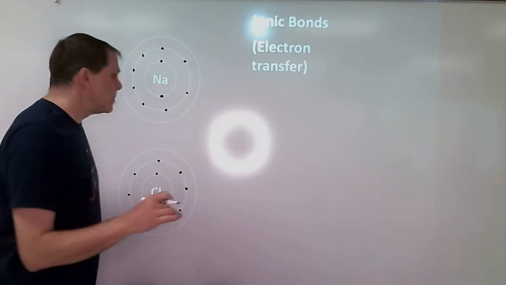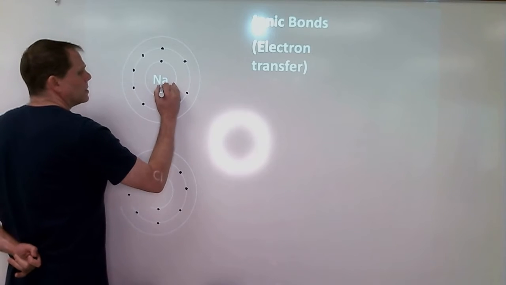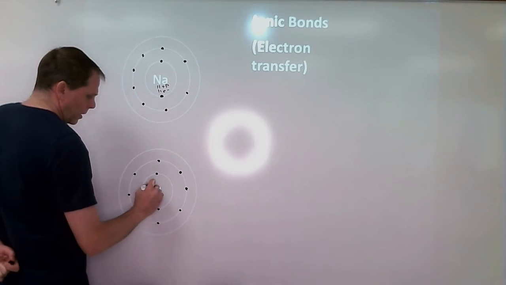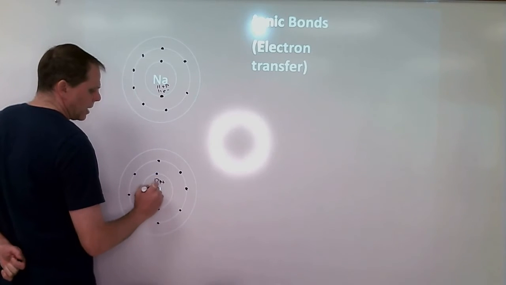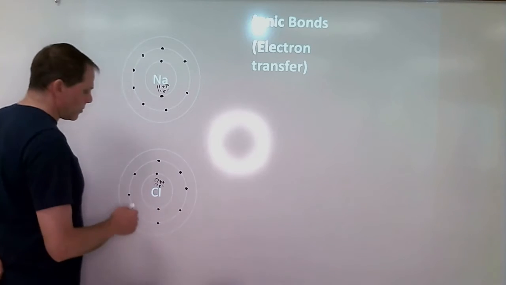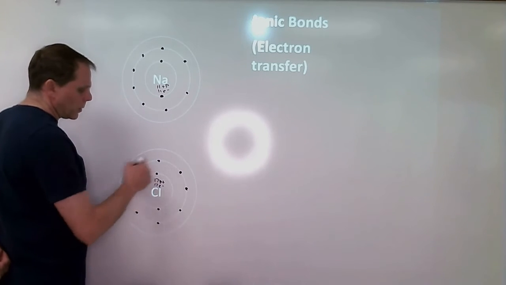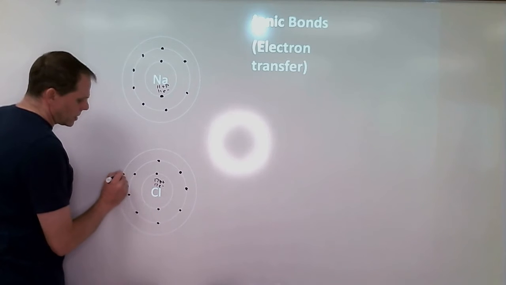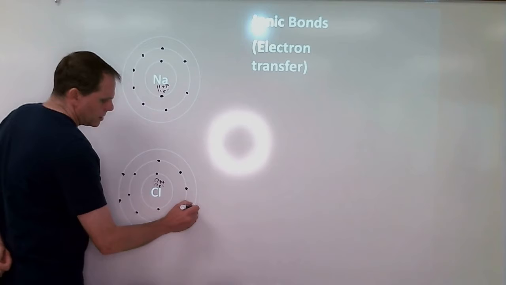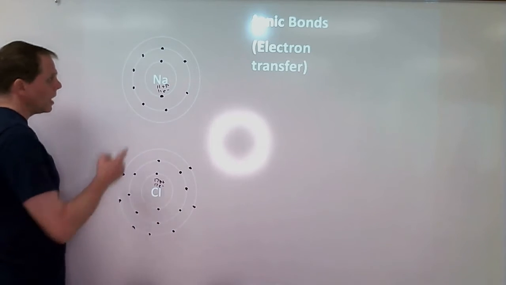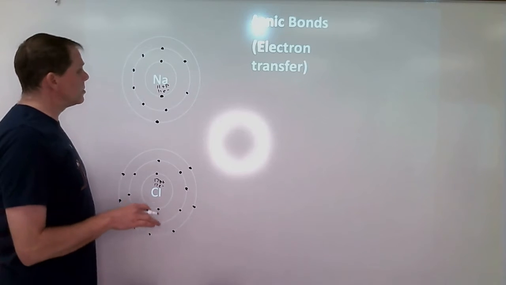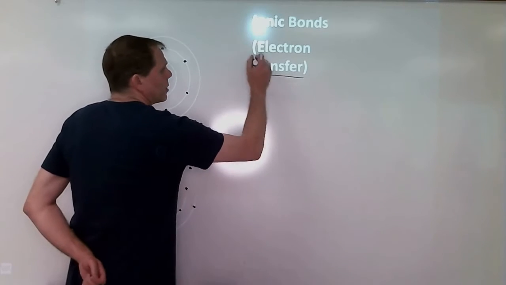Now, remember, sodium has a total of 11 protons, and it has 11 electrons. Chlorine has 17 protons, and it's got 17 electrons. Okay, well, I've got some work to do here to fill in the rest of my electrons. I've got 10 so far. 2 plus 8 is 10, and I've got to get to 17, so I need to add 7 more. 1, 2, 3, 4, 5, 6, 7. Sodium just has 1 electron in its outermost energy level, right? 1 valence electron.